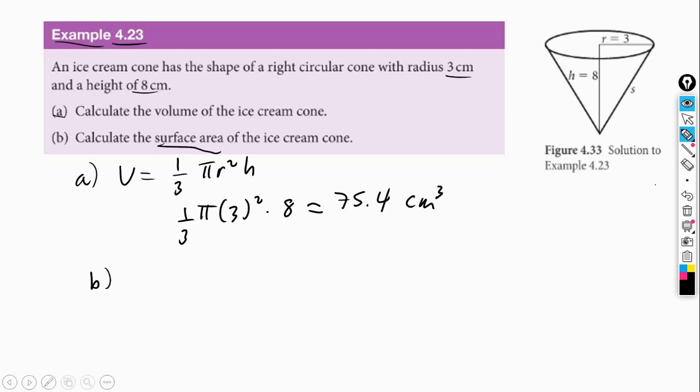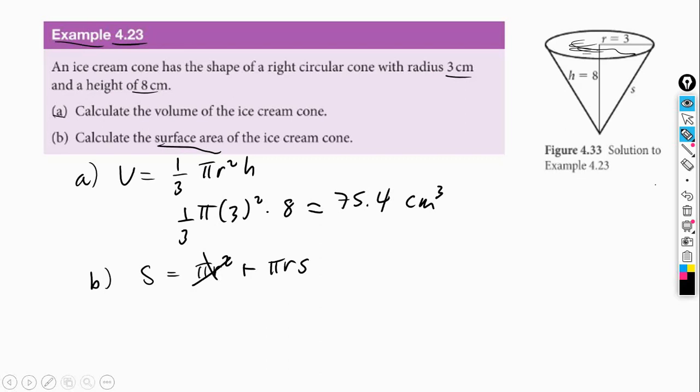Now, we said that the surface area of a cone is equal to pi r squared, which is the base, plus pi times r times s. But because this is a cone, we have to discard the area of the circular base because the cone is open. So it doesn't have a surface here, right? Okay, so we need pi times r times s. So we have r, but we don't have s.